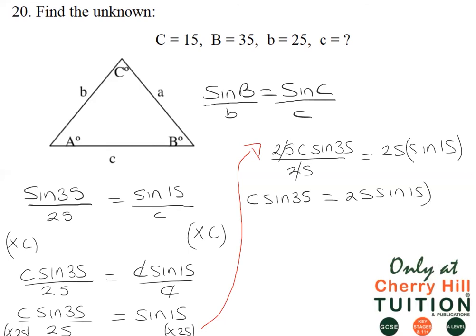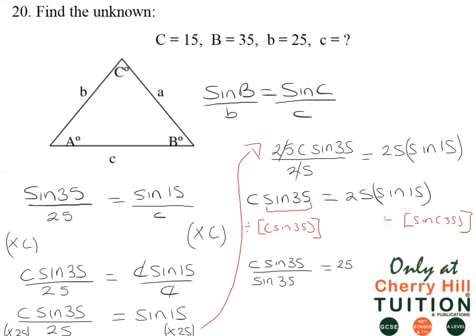25 sine of 15. And now, in order to get the c on its own, the only thing stopping the c from being on its own is this sine 35. So what we can do is divide by sine 35. Okay, and what this will do is leave us with c sine of 35 over sine of 35, which is equal to 25 sine of 15 over sine of 35. On the left-hand side, the sine 35s cancel out. So we just have c is equal to 25 sine of 15 over sine of 35.